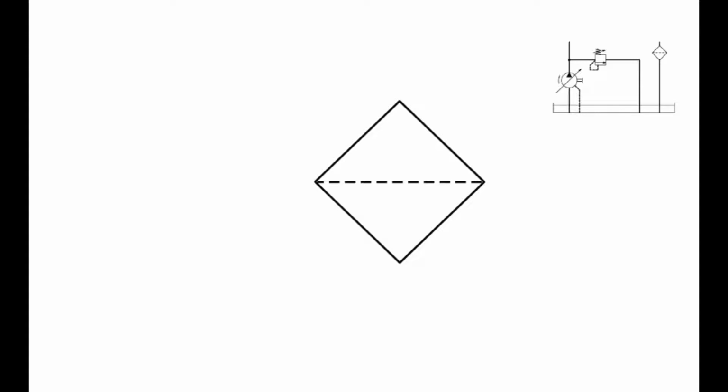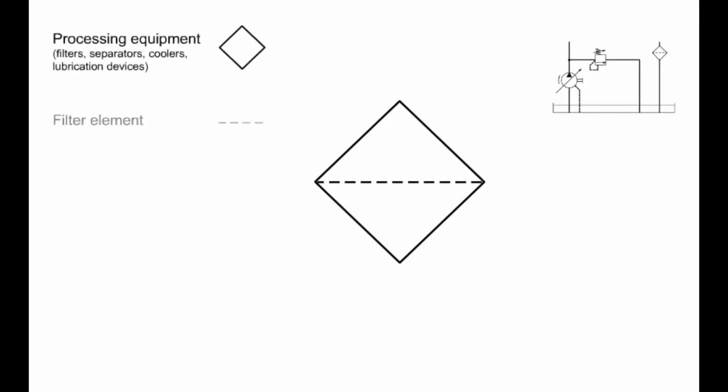Filters purify the returning hydraulic fluid and are therefore known as processing equipment. The basic symbol for processing equipment is a diamond shape. Since a filter works like a sieve, a diagonal dashed line is drawn into the diamond. Thus, the processing equipment is characterized as a filter.